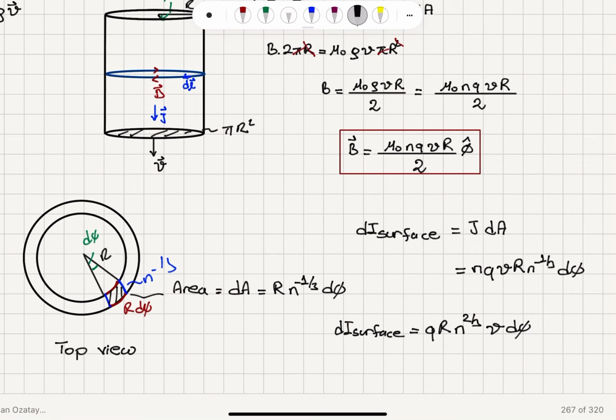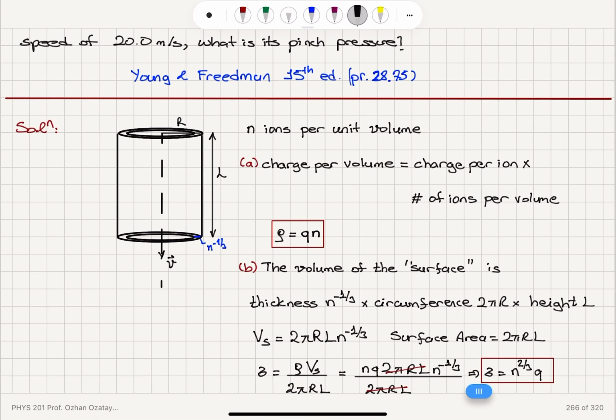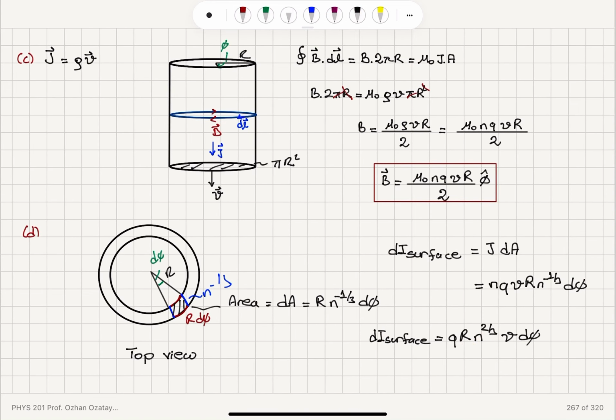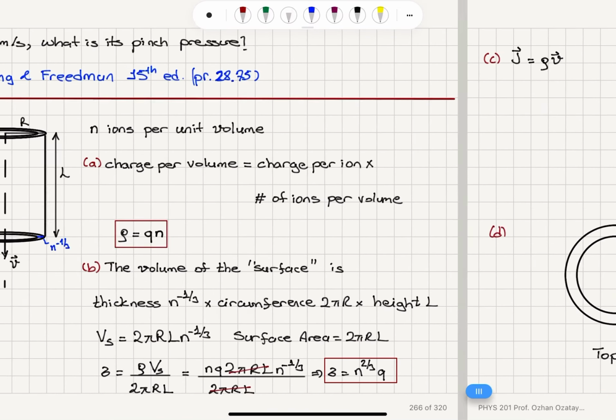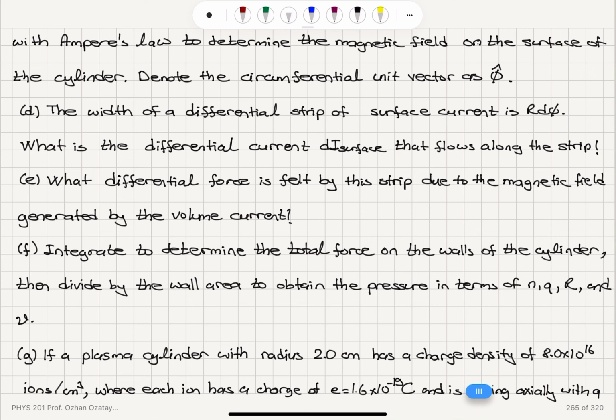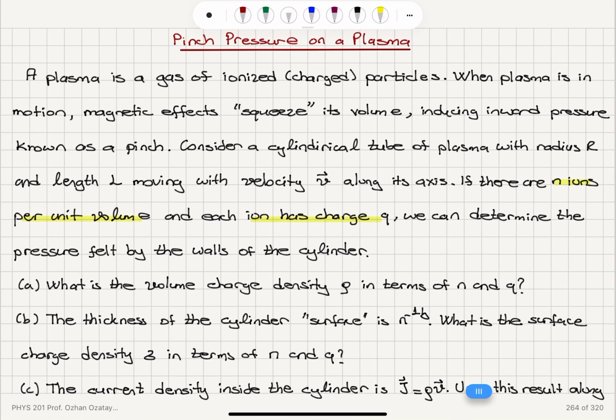Now you can notice that from part B, the surface charge density was n to 2/3 q. So this is actually sigma times r v d phi. So sigma v times r d phi is going to be the surface current. But let's give the answer this way because we were told to do so, I think. We're trying to find it in terms of nq. Sigma is not given to us.